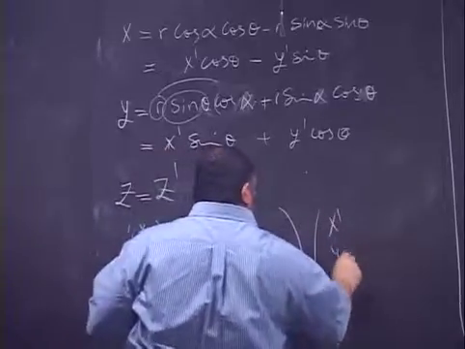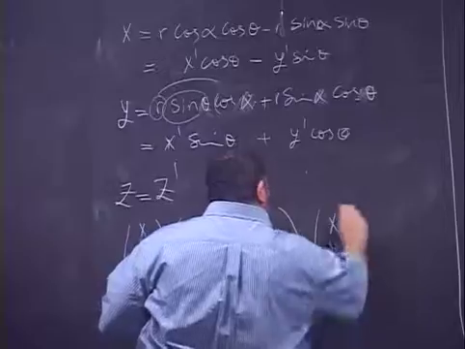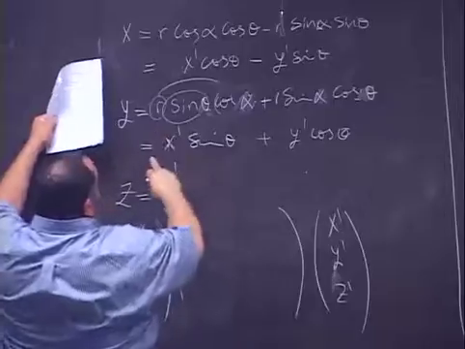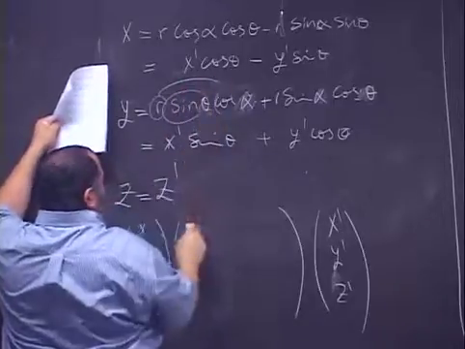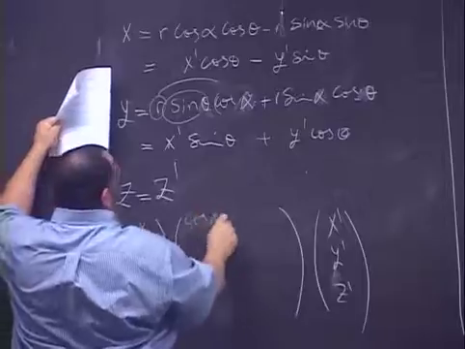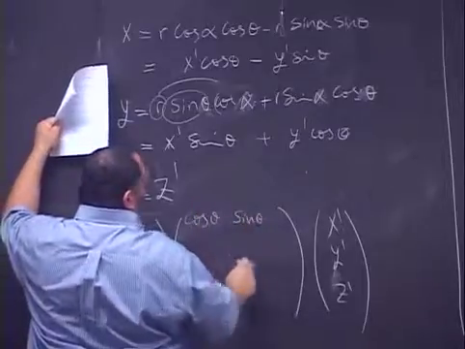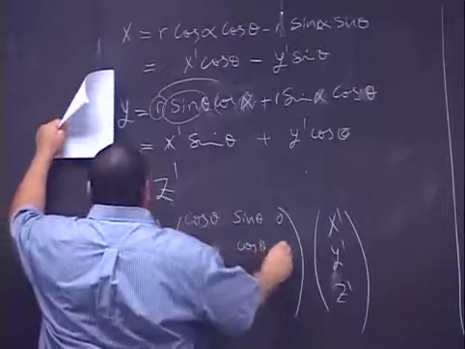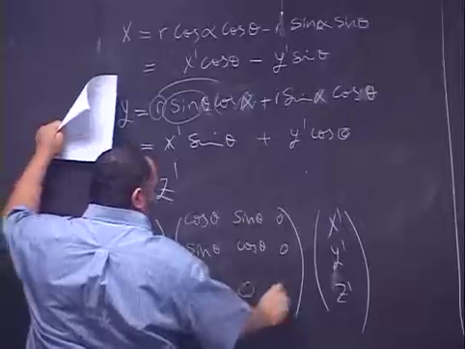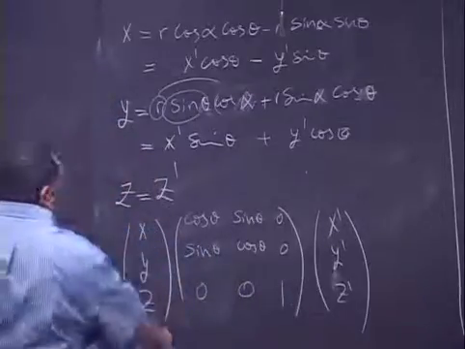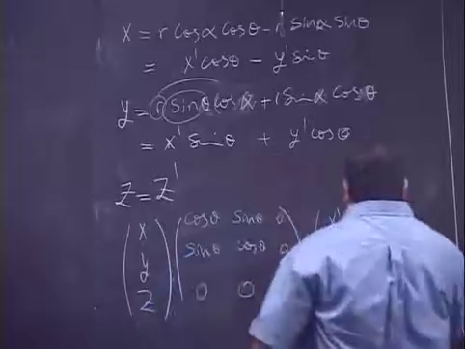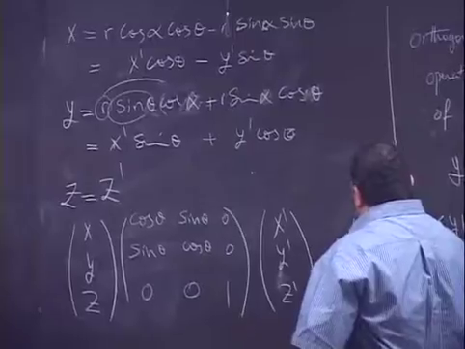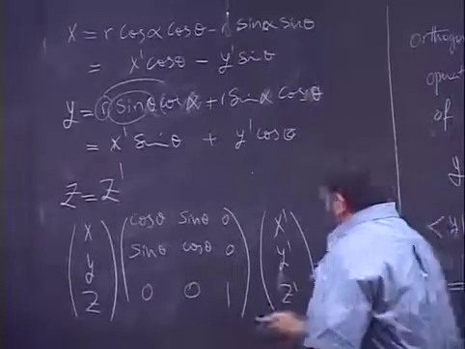X prime, y prime, z prime. Where is it? Here it is. X prime is multiplied by what? So this will be cosine theta, then sine theta, then here is 0. This is sine theta, cosine theta, and this is 0, and here is 0, 0, 1. Yes, guys? So I can write this as what? A matrix A multiplied by the vector x prime, y prime, z prime.